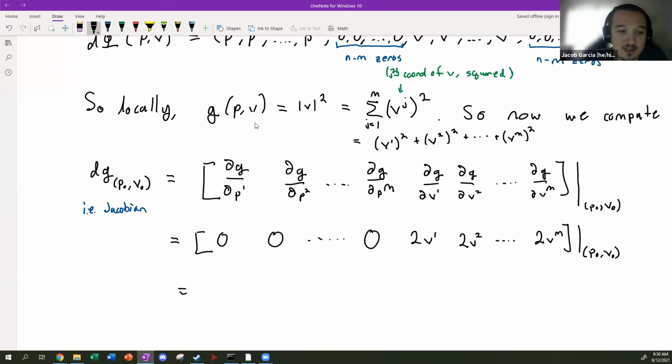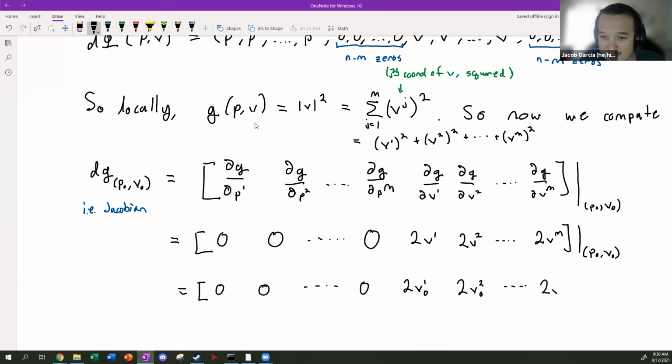And so then when I do this evaluation, am I frozen? My mouse is being super weird. Okay, looks like I'm not. I still get all of these zeros. And then here I get 2V1 naught, 2V2 naught, all the way up to 2Vm naught.